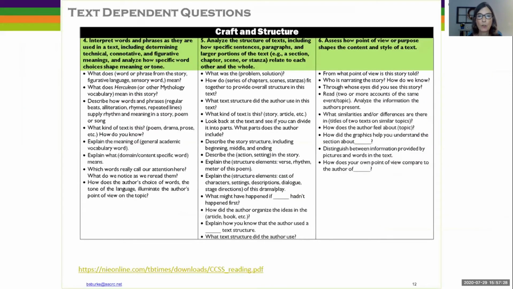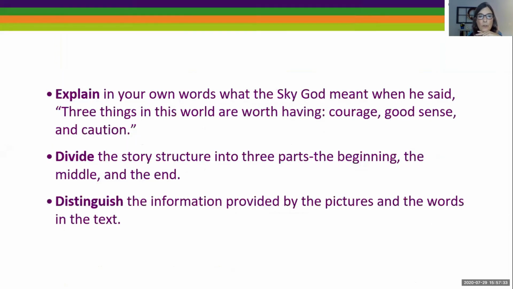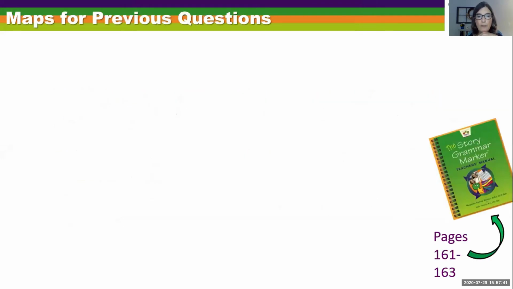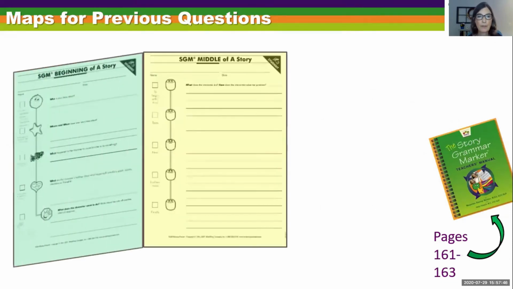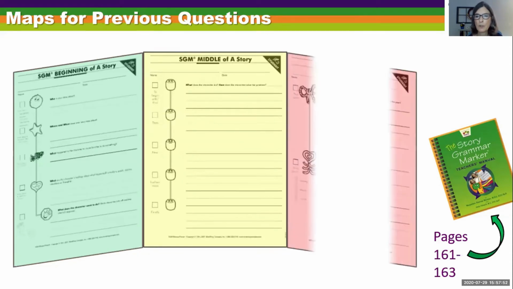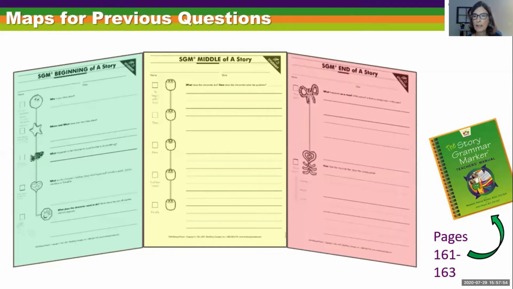And then the second is craft and structure questions. On the next slide, I have the craft and structure questions. Explain what Sky God meant, divide the story into 3 parts, and distinguish the information provided by the pictures and the words. And on the following slides, Maryellen has divided a story into the beginning, the middle, and the end. And this is in, I think, the Story Grammar Marker manual. And I love this, what she's showing you, if you can see her in the video there.